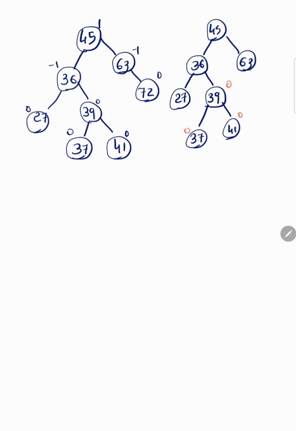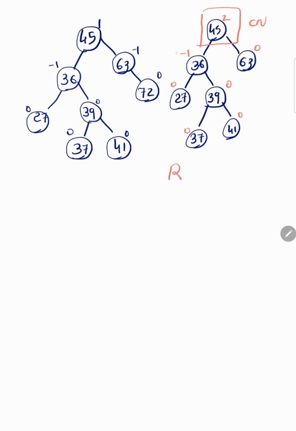Now if I check the balance factor, so for 37 it's a 0, 41 it's a 0, 39 it's a 0, 27 it's a 0, 63 it's a 0, 36 it's a 1 minus 2, so minus 1, and 45 it's like 3 minus 1, so it's 2, right? So here this 45 is your critical node, right? Now again you need to check from which side. So again it's from the right side, so you can say yeah, it's an R kind of rotation.